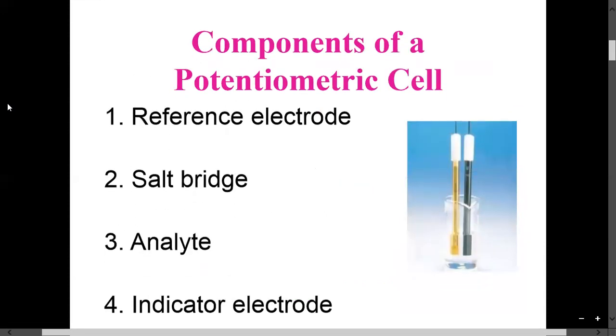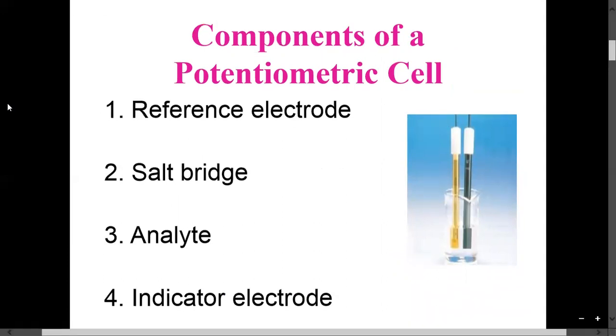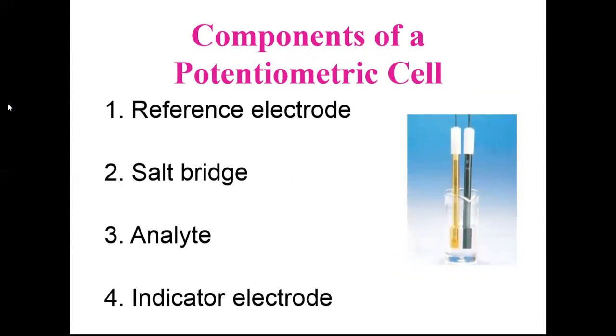Now, the components of a potentiometric cell. First is a reference electrode. Second one is a salt bridge. Third one is an analyte. And the fourth one is the indicator electrode. The reference electrodes in a potentiometric cell are used for a standard potential. The reference electrodes are of two types. First one is a standard hydrogen electrode and second one is a calomel electrode. We will discuss it later on.